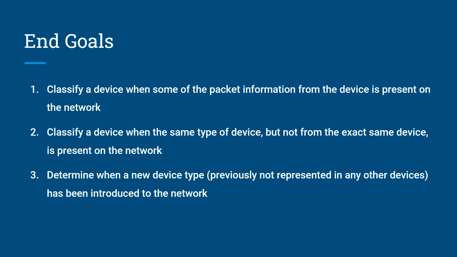Our first end goal was to classify a device when some of the packet information from that specific device was present on the network. Our second end goal was to classify a device when a same type of device, but not the same exact device, is present on the network. Our third and last goal was to determine when a new device type that is not previously represented has been introduced to the network.